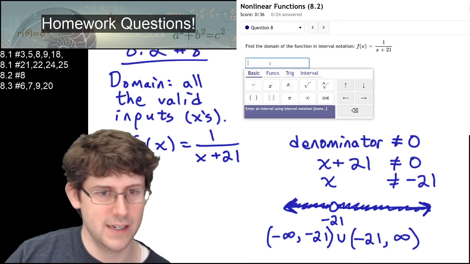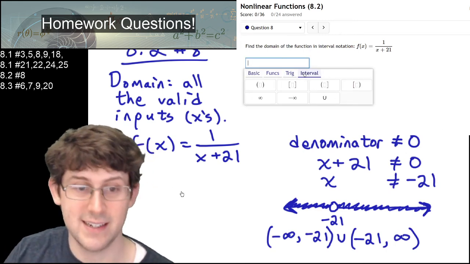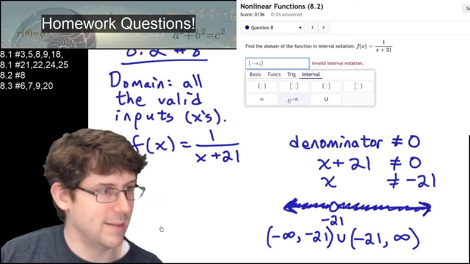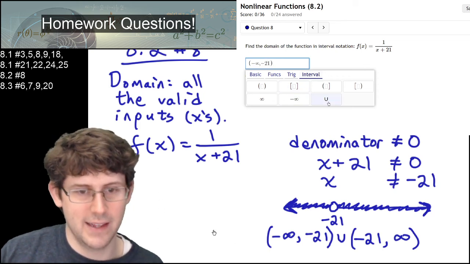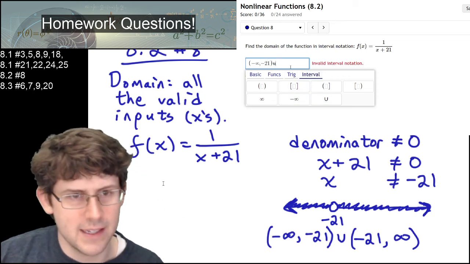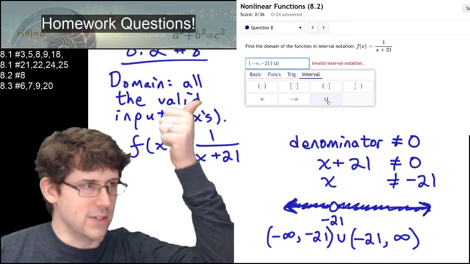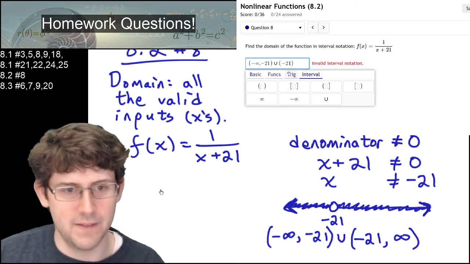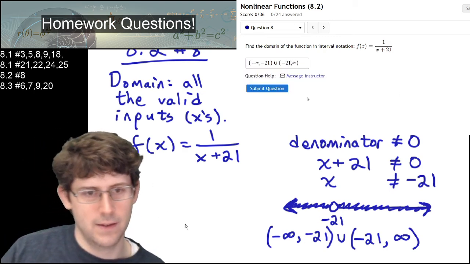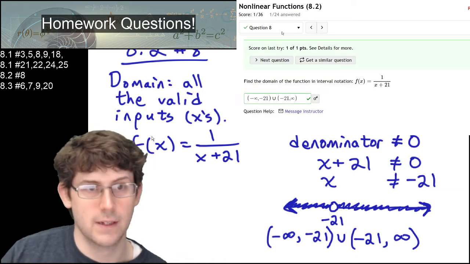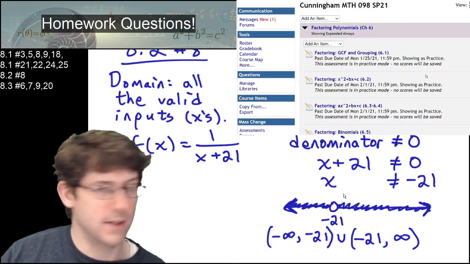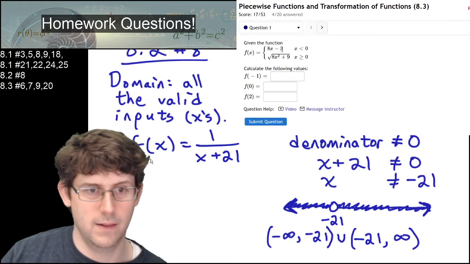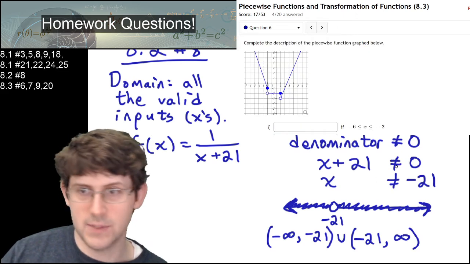To enter this stuff, you have to click in the answer box and choose interval to get the tools you need. I need parentheses from -infinity, comma, -21, then a union, U. We want this union U, it's not a lowercase u. Then some more parentheses, and I want from -21 to infinity. Okay, on to 8.3. First one I'm supposed to look at is number 6.